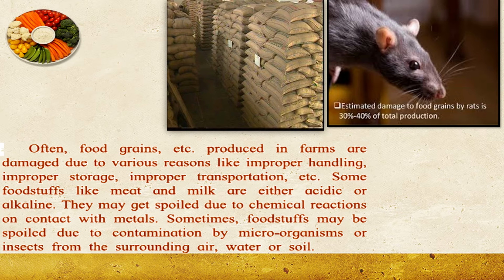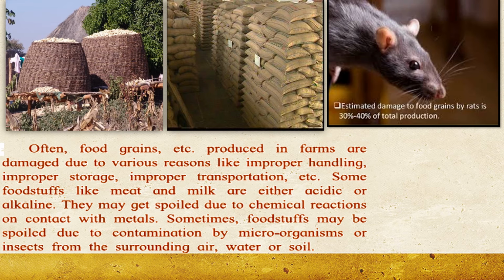Improper storage, improper transportation, etc. Some foodstuffs like meat and milk are either rancid or alkaline. They may get spoiled due to chemical reactions on contact with metals.